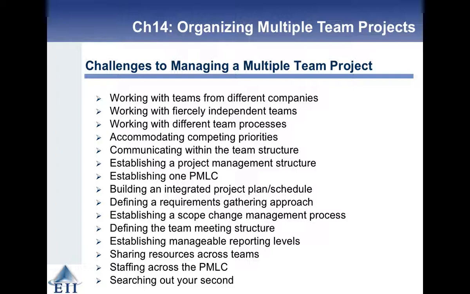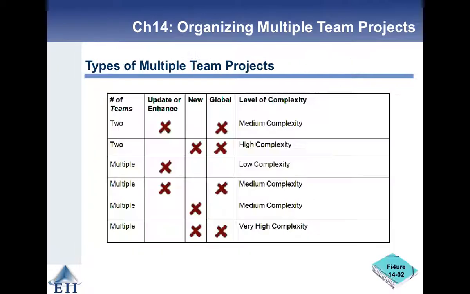You need to have some sort of scope management process so you can ensure that all the teams have input and agree with whatever the change management process says. You need to have some sort of team meeting structure to cope with the multiple teams. You need to have a manageable level of reporting. You need to be able to share resources. You need to staff across the different PMLCs, and you need to search out your second. We'll have to figure out what that means.